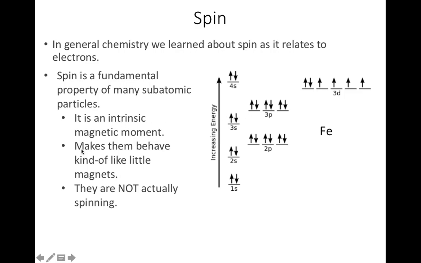And I mentioned that spin has to do with their interaction with magnetic fields. I picked iron on purpose to show the orbital energy diagram because it is in large part, or I guess entirely, due to the fact that iron has all of these unpaired electrons that have their spins pointing in the same direction that gives iron its magnetic properties.